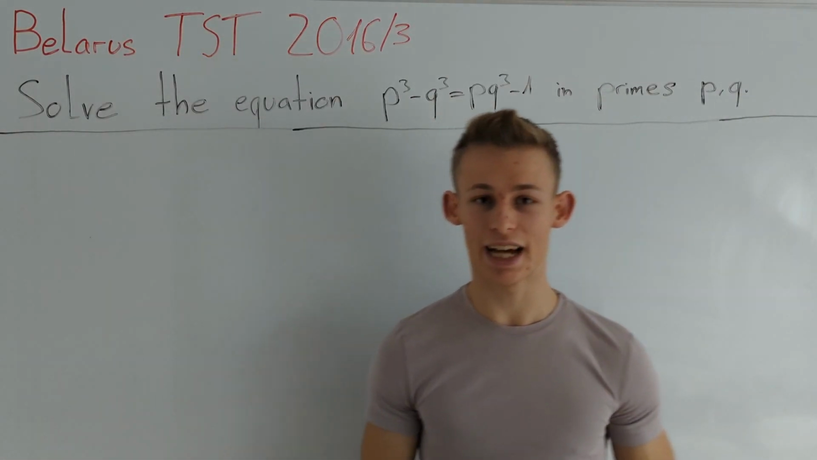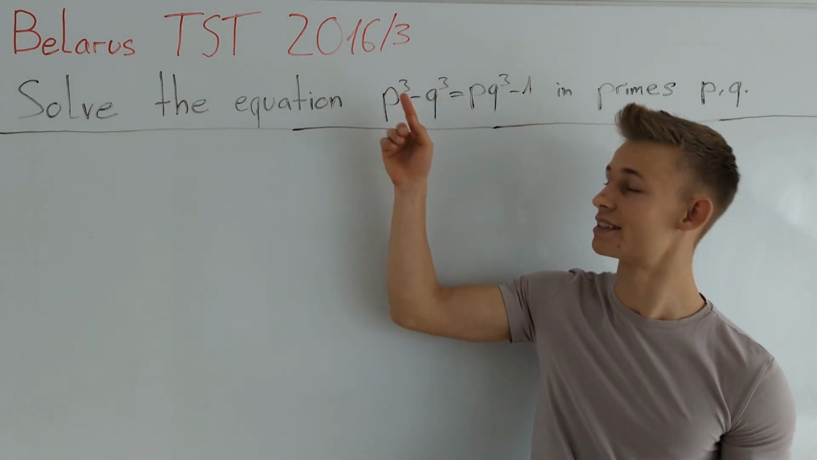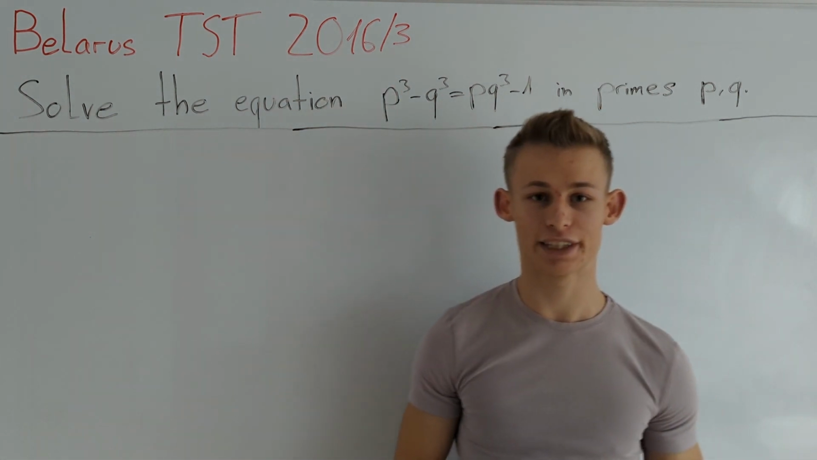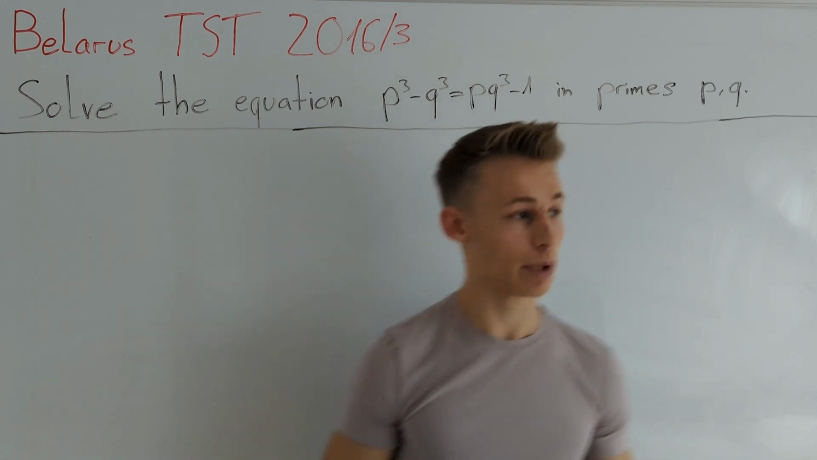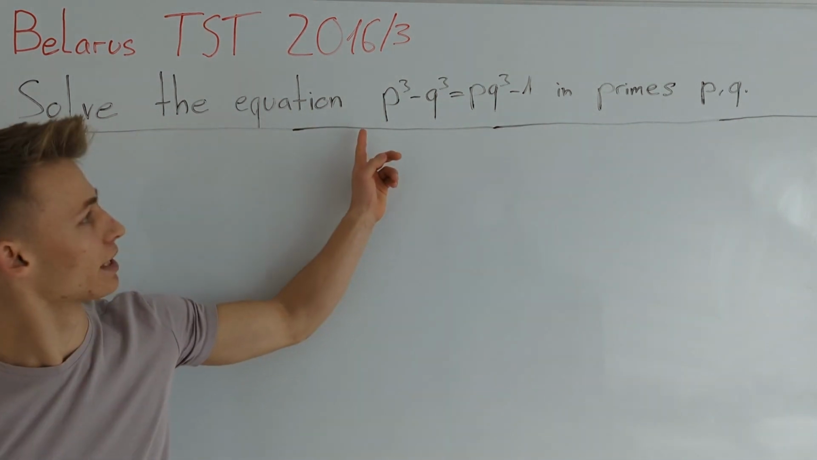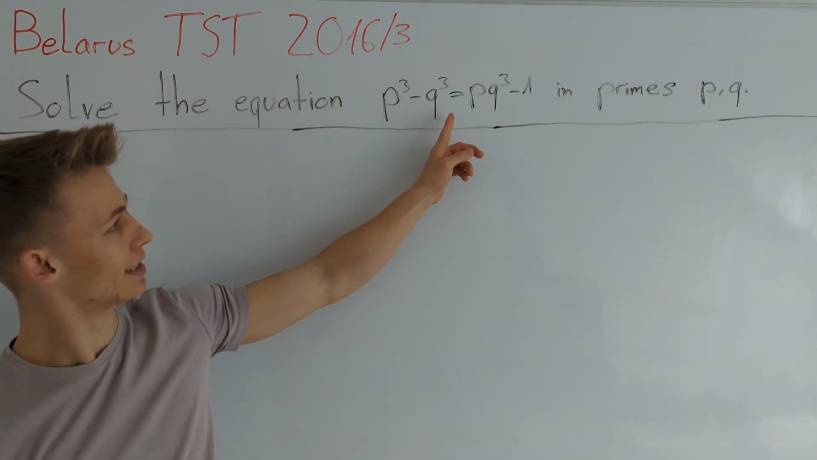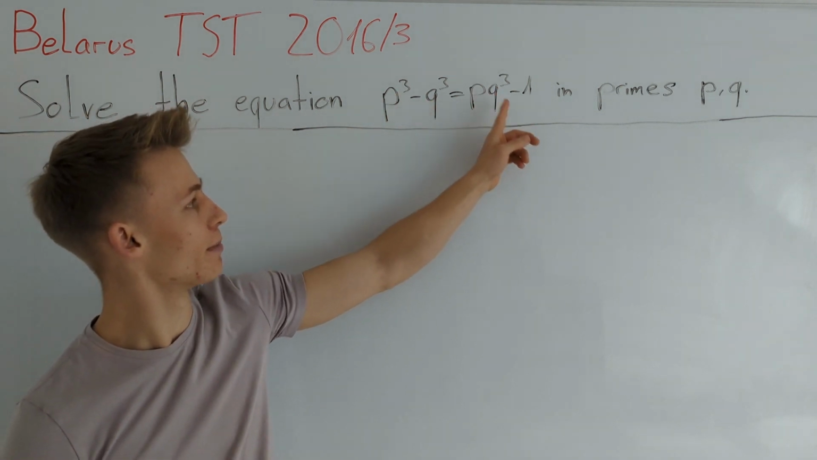Hey guys, today I want to present a solution to the Belarus Team Selection Test 2016 problem 3. At first, let's have a look at the problem statement. We are asked to find all prime pairs p, q such that the following equation, p to the power of 3 minus q to the power of 3 is equal to p q to the power of 3 minus 1, holds.